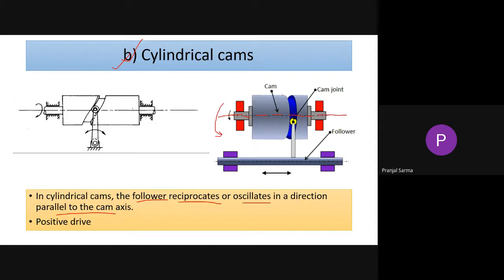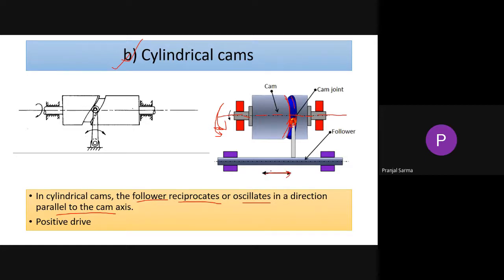Generally in cylindrical cams there is a kind of groove cut, depending on what kind of motion you need. Some grooves are made on the cylindrical surface of the cam itself, and there the follower makes contact. Whenever the cam is rotating, depending on the contour of that groove, there will be some positive displacement of the follower.